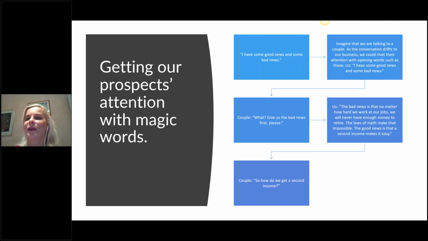We say, well, the bad news is that no matter how hard we work at our job, we will never have enough money to retire. Inflation is higher. The law of math just is impossible. The good news is that a second income makes it easy. So how do we get the second income? You see, now all of a sudden, magic words. I have some good news and some bad news. Works. How do we get the second income?